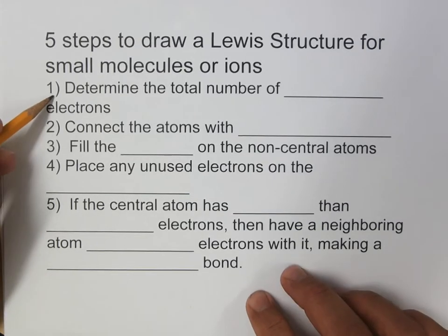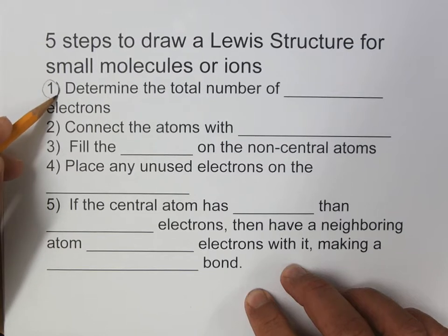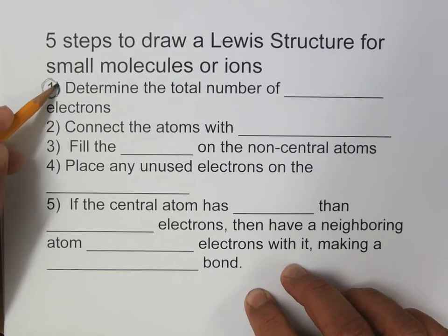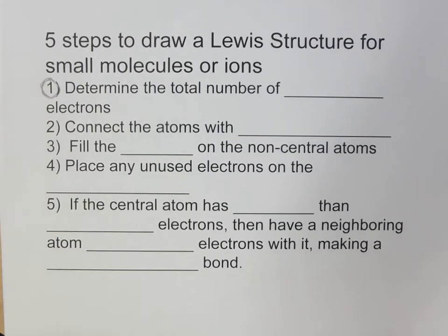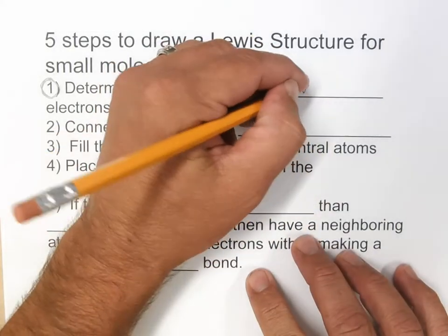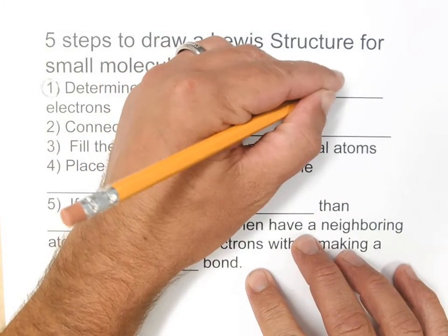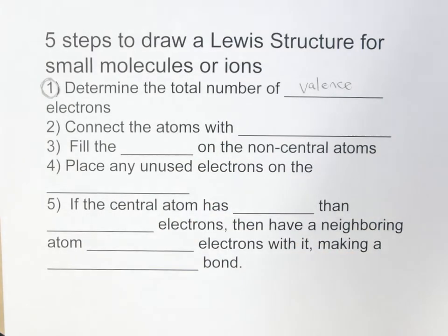The first thing that's absolutely critical, and I've seen a bunch of procedures, and it doesn't matter whose procedure you look at, is determining the total number of valence electrons. If you don't have the right number of valence electrons in your Lewis structure, you can't have the right answer. So that's absolutely totally important.